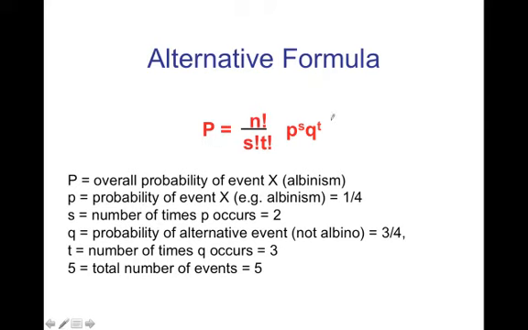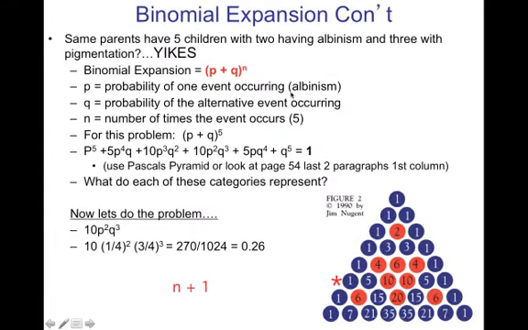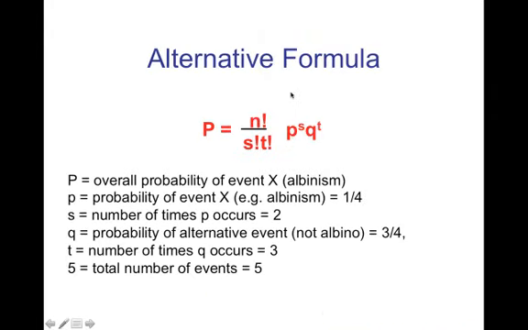On the exam, there will also be this equation given to you. This is an alternative formula. I'm not going to do a problem with it, but it gives you the exact same thing. Go ahead and work through this using this equation with the problem on the last slide and see if you get the same answer of 0.26. And on the exam, you're welcome to use either this formula or the binomial expansion. Either way is fine with me.